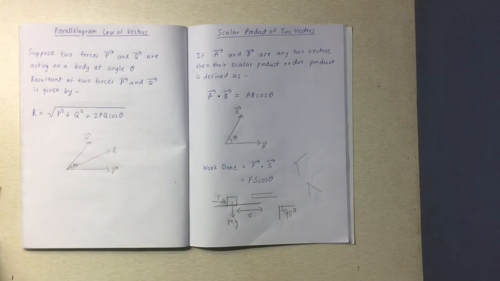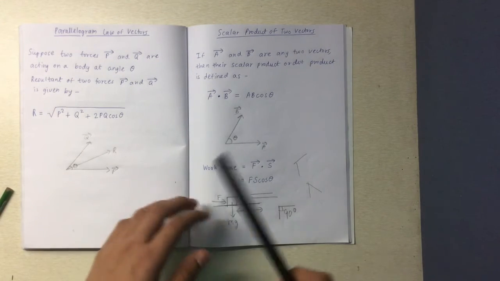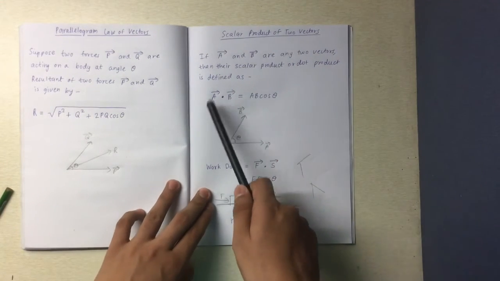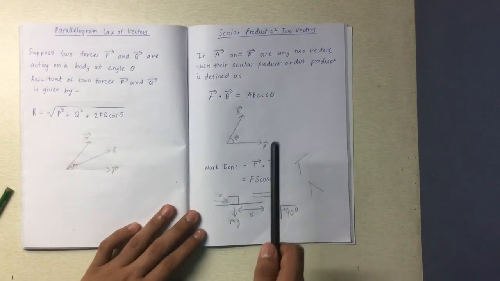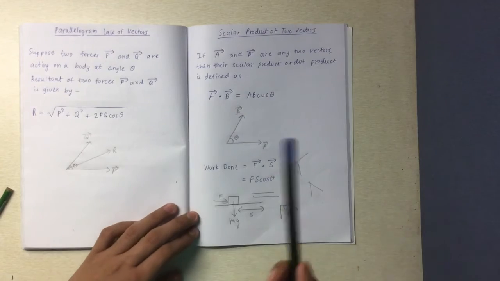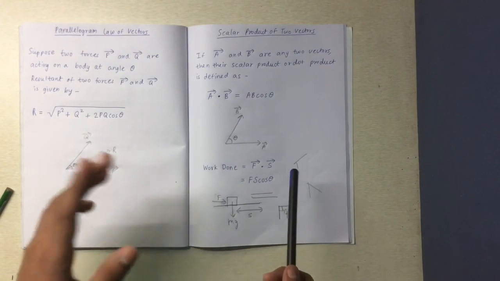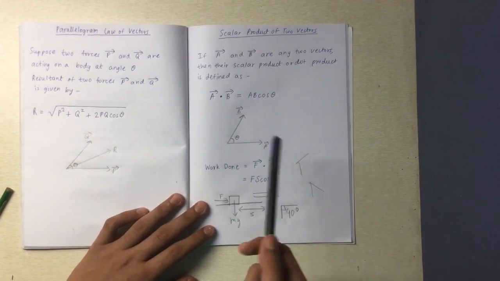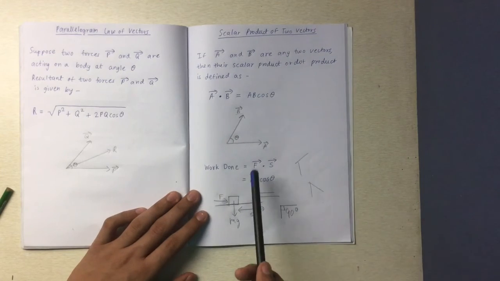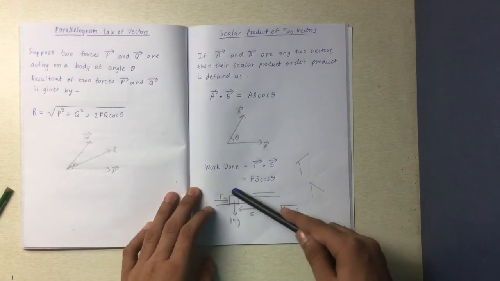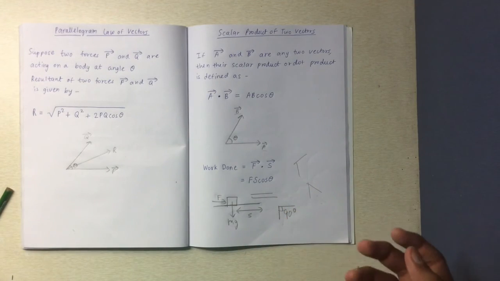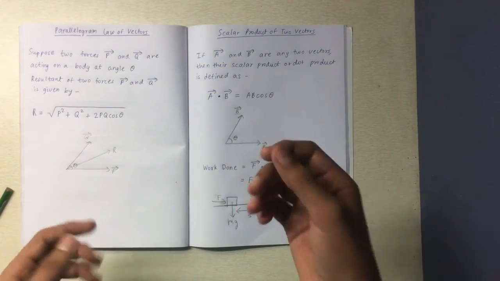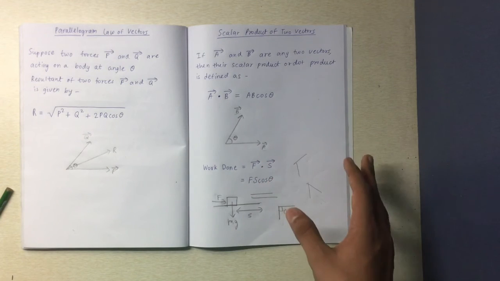So basically, revising, the dot product or scalar product is a bar dot b bar is equal to ab cos theta, and one way it is used is in the work done formula. So work done is the dot product of force and displacement, Fs cos theta. So that is basically about the scalar product or dot product of any two vectors.